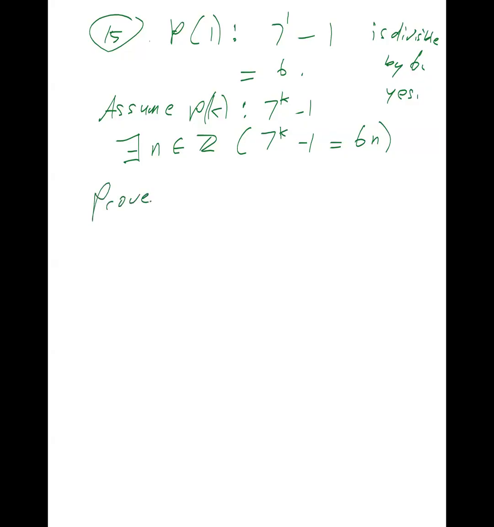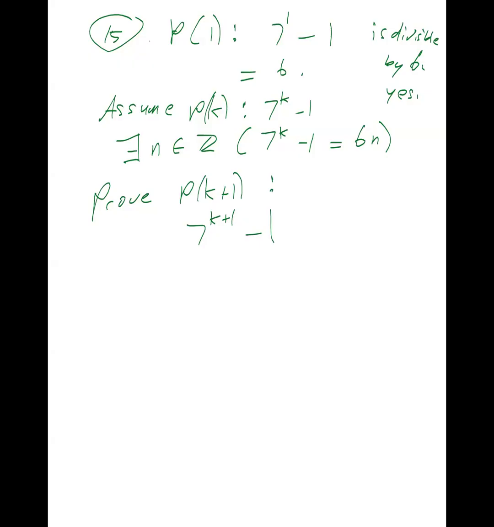To prove by induction, you have to prove statement P(k+1). What is the statement P(k+1)? The statement P(k+1) is 7 to the power of k+1 minus 1 is a multiple of 6. But the thing is, I don't know if it's a multiple of 6, and I can't assume it's a multiple of 6 like I did before. So I'm just stuck. Except I'm not really stuck though, because here's what you have to do.